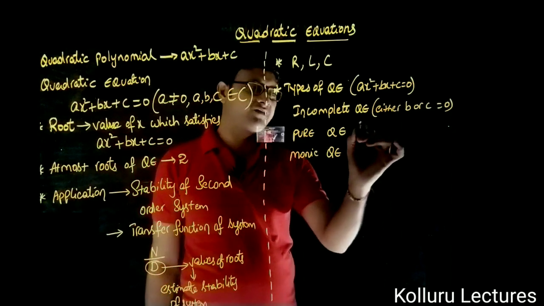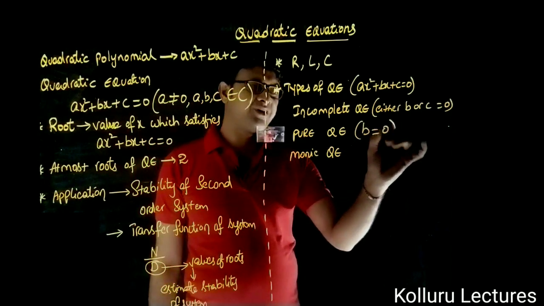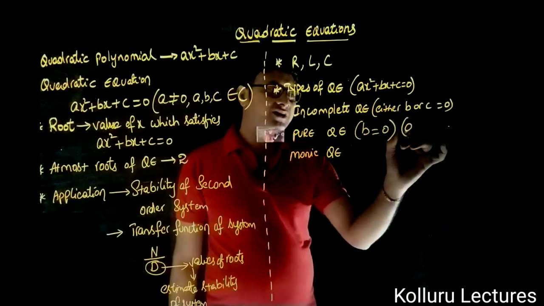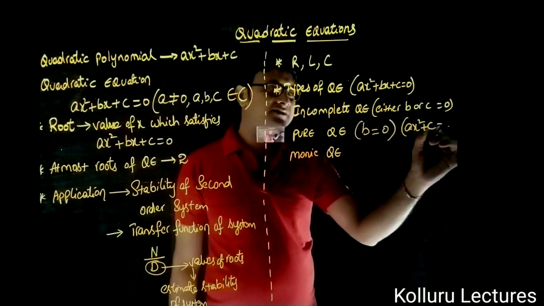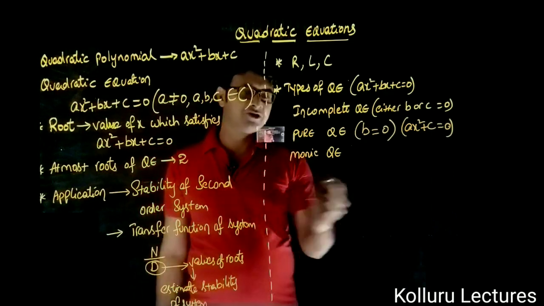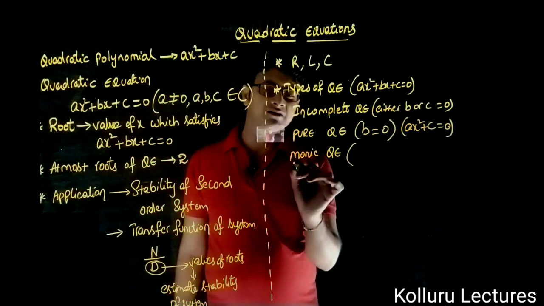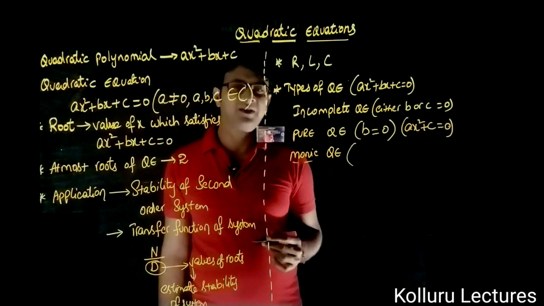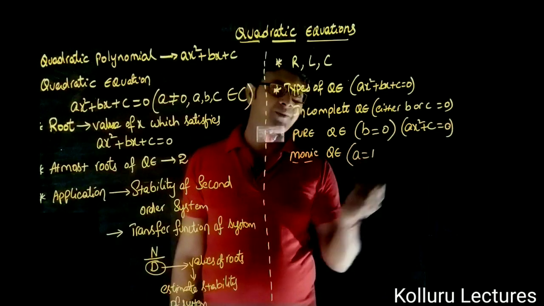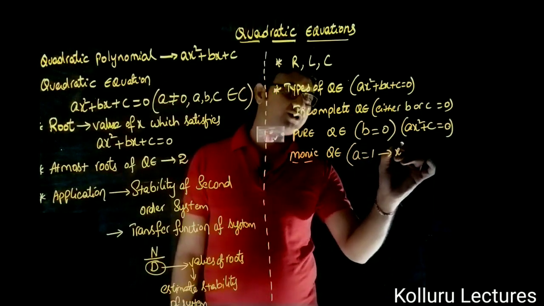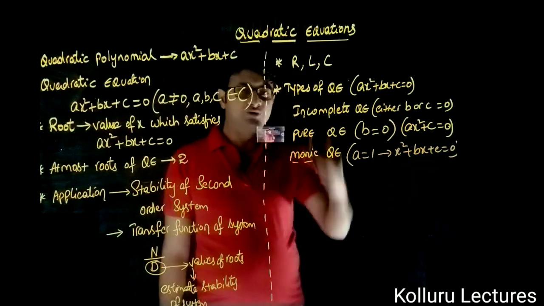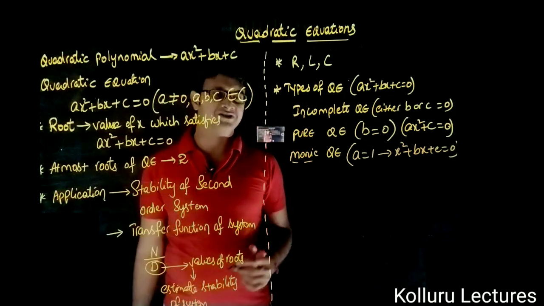If we go for pure quadratic equation, here b should be equal to 0. If b is equal to 0, automatically we will get ax square plus c is equal to 0. Now coming to monic quadratic equation, in the name itself we can analyze. Mono means single, means 1. So if the value of a is equal to 1, automatically the quadratic equation will change to x square plus bx plus c is equal to 0. So these are some of the types of the quadratic equations.